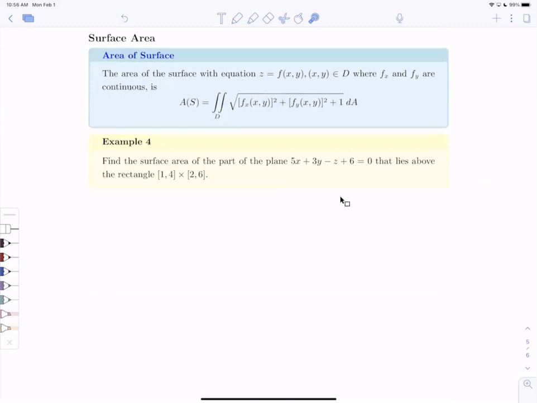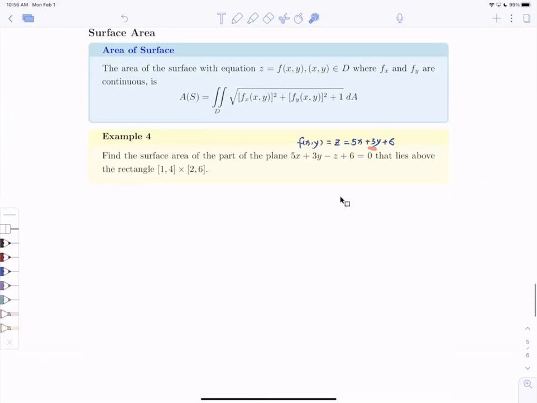Basically you need to take the partial derivative of f(x,y) with respect to x and y. So your f(x,y) here is your z, which is 5x plus 3y plus 6, right? So the partial derivative of this with respect to x is 5, with respect to y is 3, so 5 squared plus 3 squared plus 1. That's 35. So basically you're taking double integral of square root of 35 dA. So it's really simple. Eventually your answer should be 12 times square root of 35. Okay? This question is really simple, so I'm not gonna take it up since we are running out of time. Let's do example 5 instead.